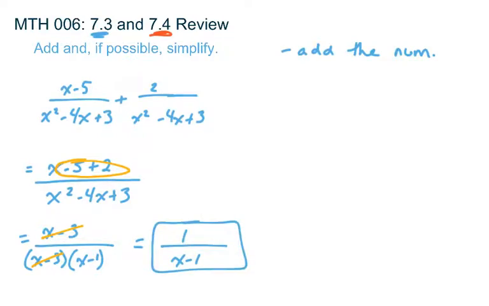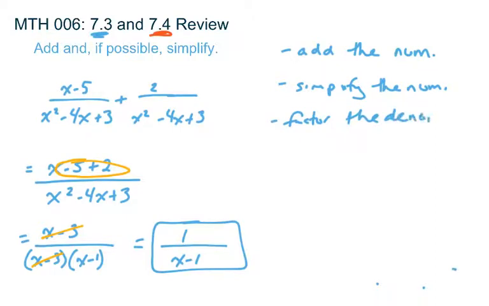So we added the numerator, and then we want to simplify the numerator, and then we want to factor the denominator. And then we want to cancel out those factors of 1. Factor of 1. That's what we want to look at in order to do this.